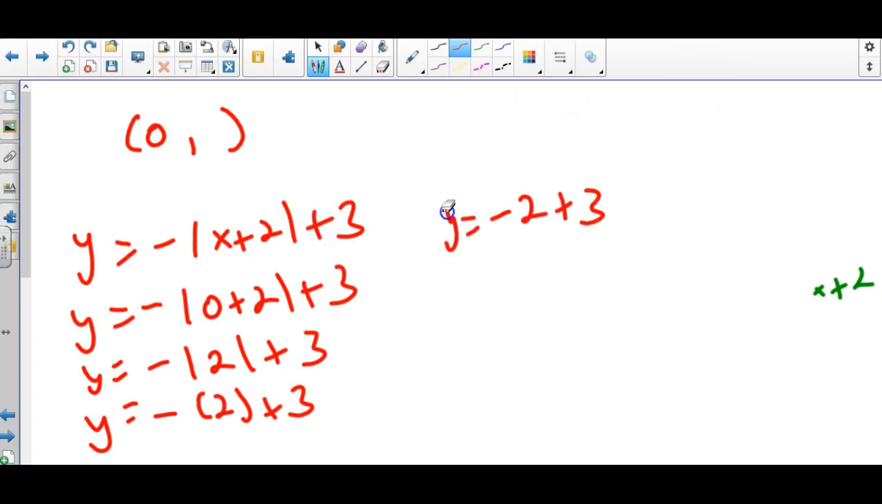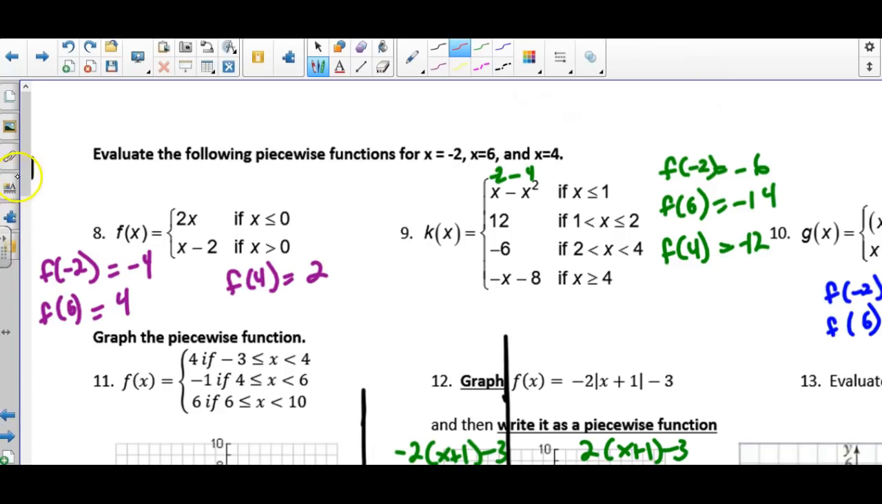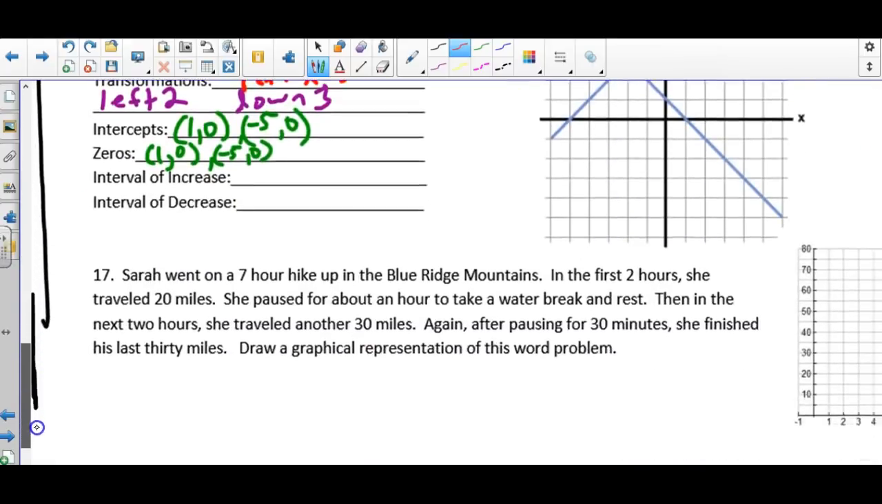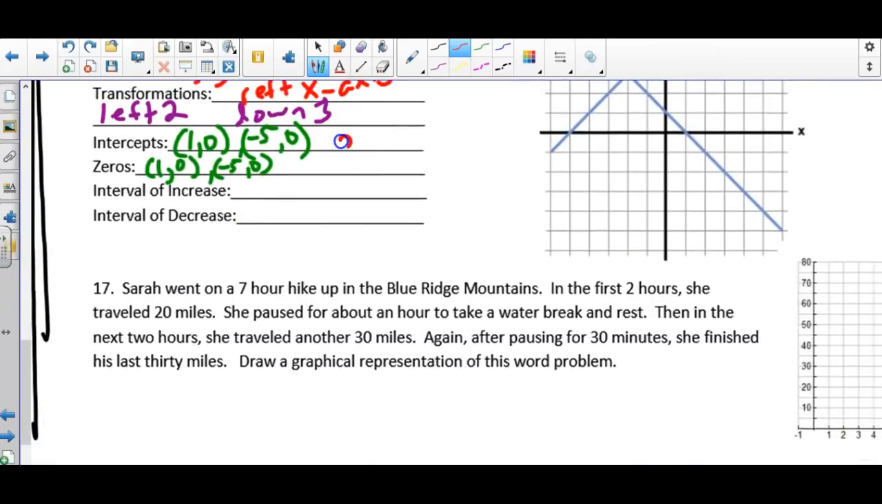And -2 plus 3 equals, sorry, I forgot an equal sign. 1. All right, there's your y-intercept. So (0, 1) is your y-intercept. So let's go back. Here we go. All right, there's your y-intercept.